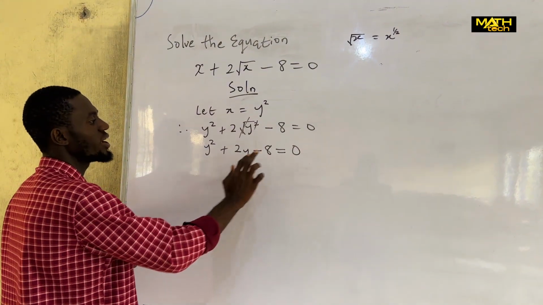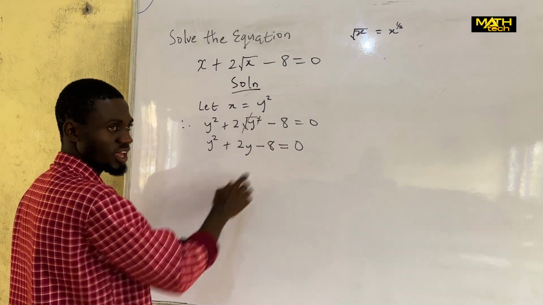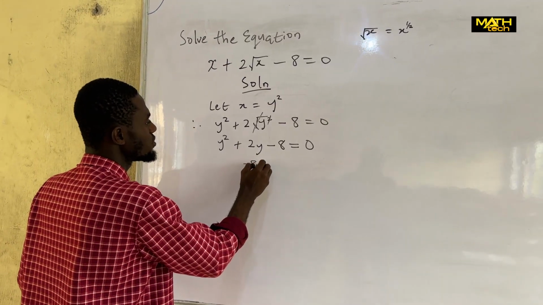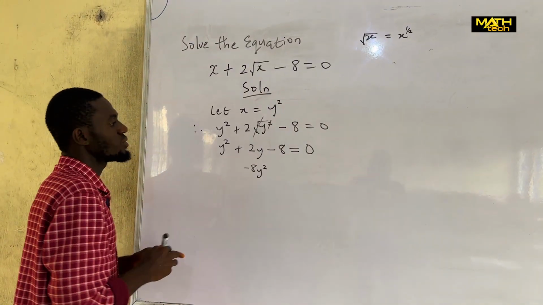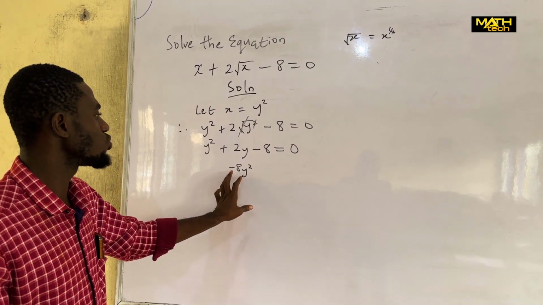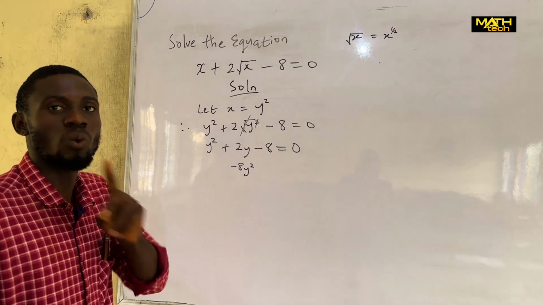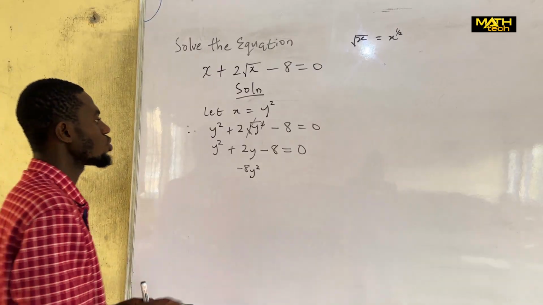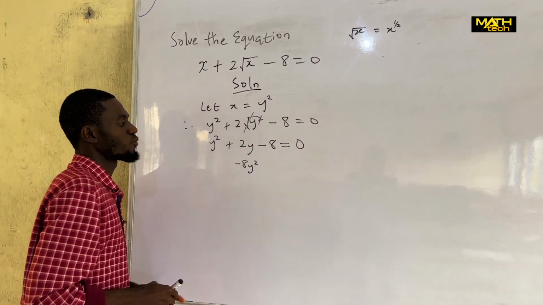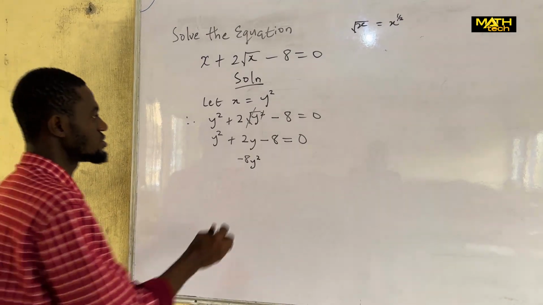So y squared times minus 8. What are we having here? We'll be having minus 8y squared. So now we'll look for 2 values that when we multiply them, it will give us minus 8y squared, and when we add them, it will give us what? Plus 2y. So let's check for those values.